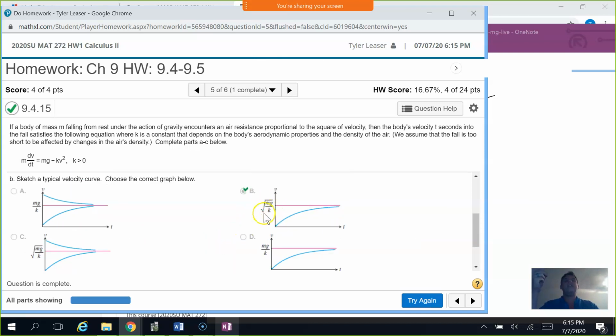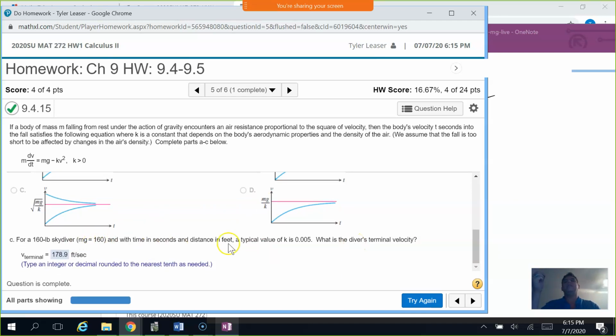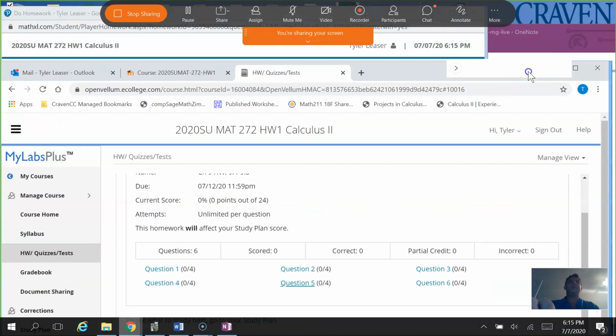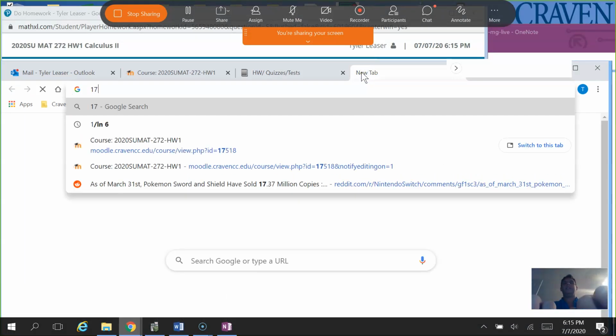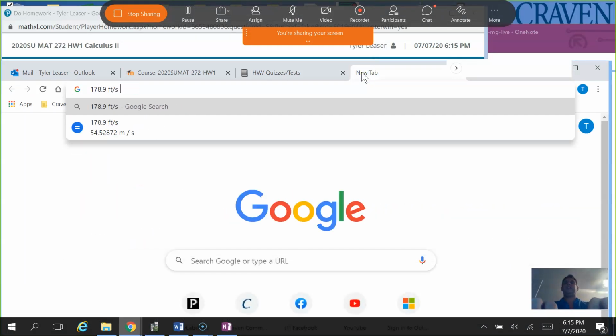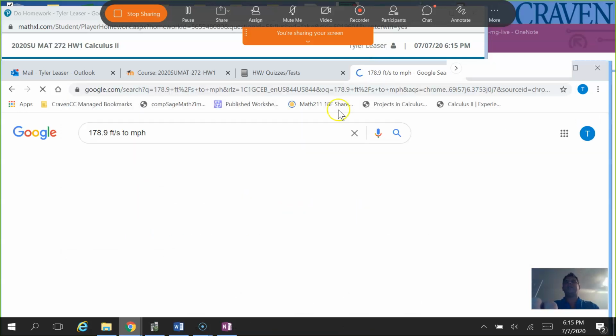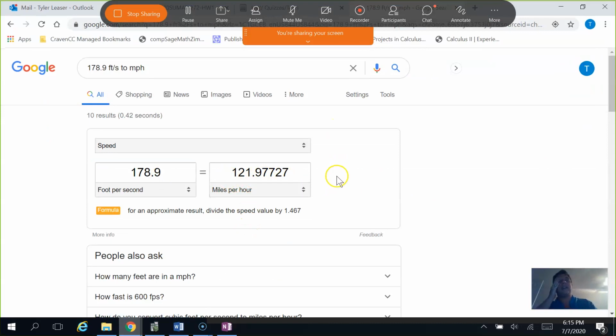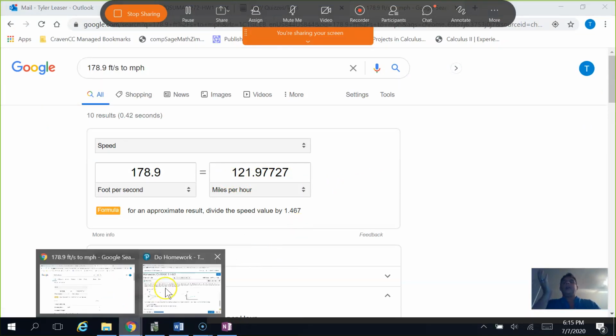After that, we're actually plugging in conditions. Now that we have the equilibrium value, which would be the terminal velocity, plugging in some numbers gives us the terminal velocity. I don't know how much 178.9 feet per second is in miles per hour, but I'm going to look it up because I'm kind of curious. 178.9 feet per second to miles per hour. 121 miles per hour is how fast that skydiver's falling.